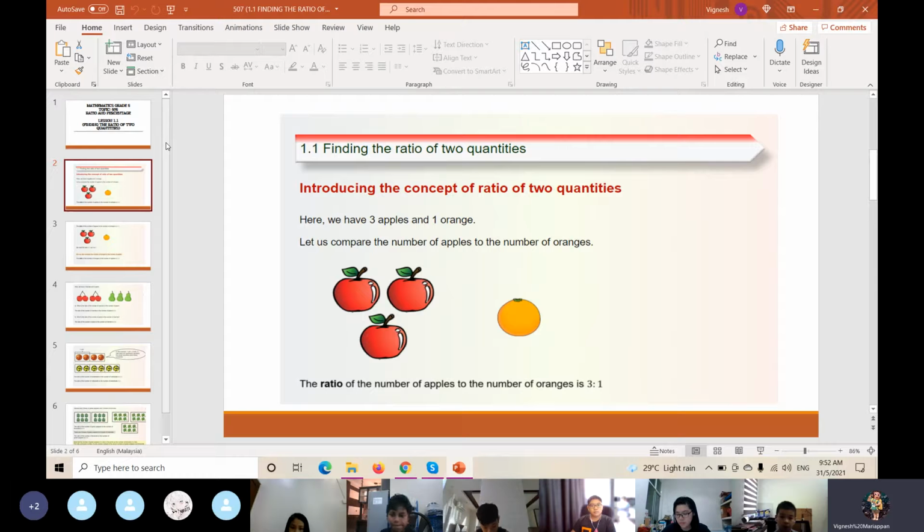And then the fraction form is 3 over. Do you remember? 3 over what? Class. Nobody responding. It's like I'm talking to my screen. Who can tell teacher how to write the ratio in fraction form? If in ratio form it is 3 to 1, how to write it in fraction form? 3 over, very simple.